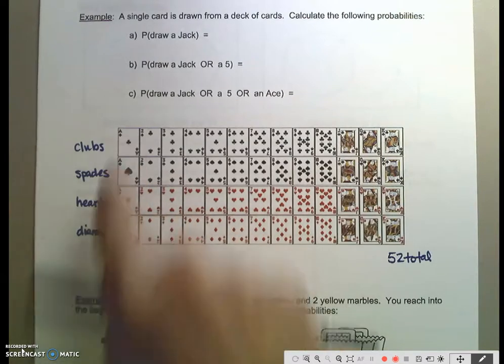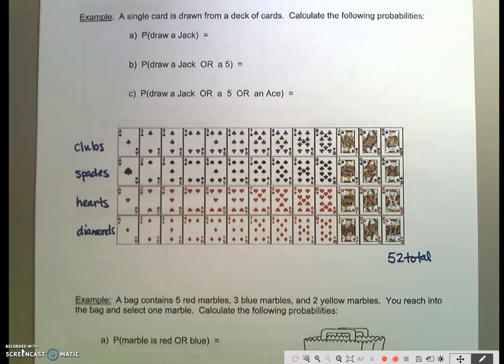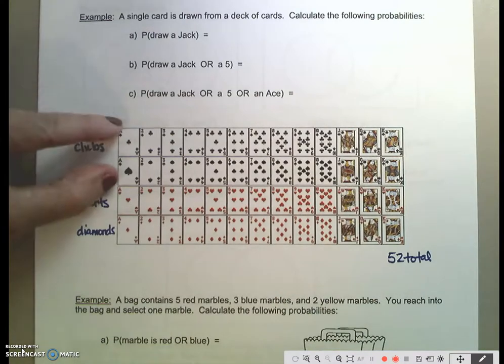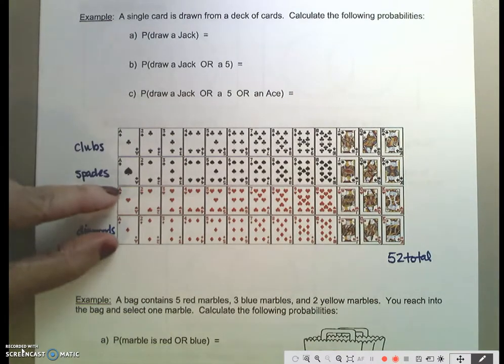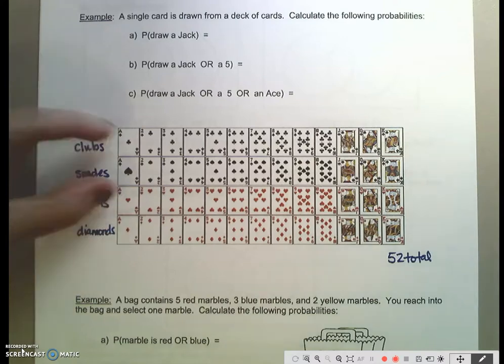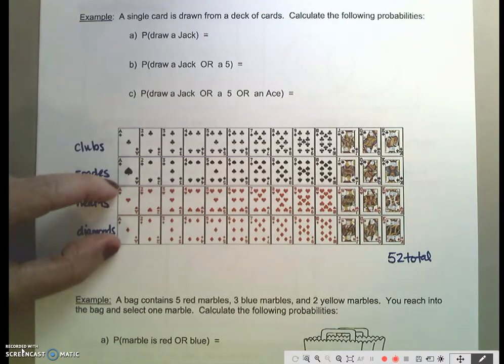The ace, for all of our purposes in this class, is going to be equal to 1. I know in different games it can have different values, but it's just going to be a 1. We're not going to make this hard. So with this basic layout, 52 total cards. Oh, and half of them are black and half are red. If you didn't print your notes in color, you want to make a note that the top 2 rows are black, the bottom 2 are red.